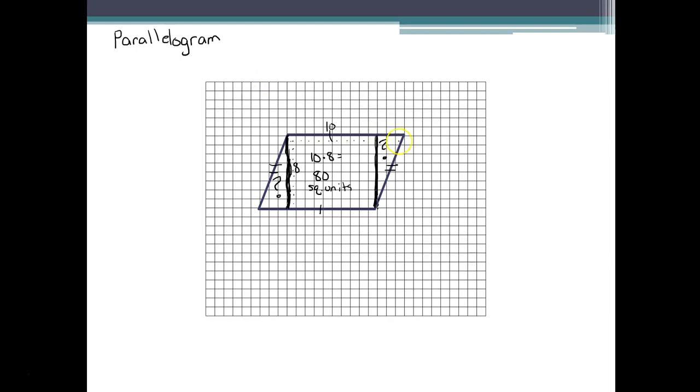Notice that since it is a parallelogram, these two triangles are exactly the same size. They have the same base, same height, same slant. It's just one of them's rotated to be upside down from the other one. But what if we took one of the triangles and moved it and put it right here? Well, if we did that, we now have a rectangle.